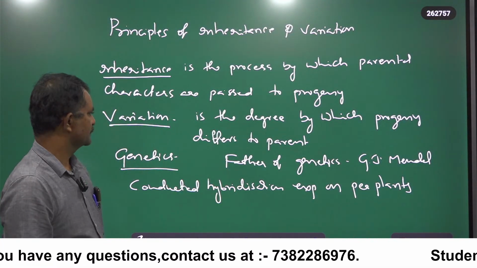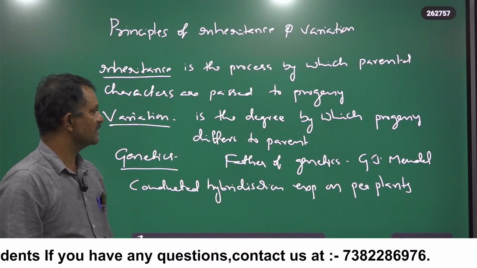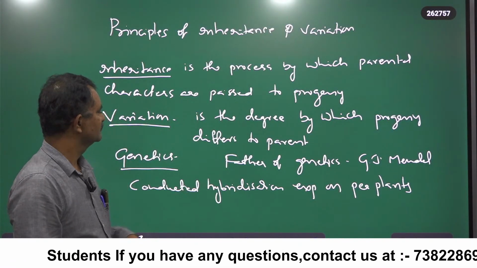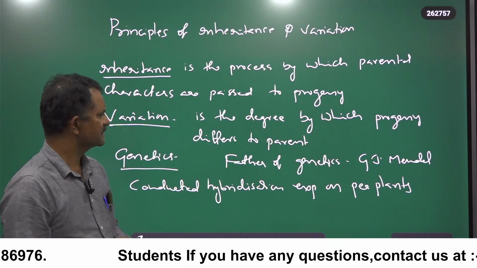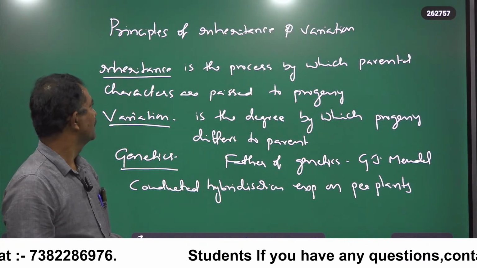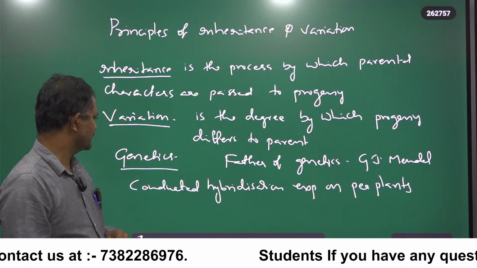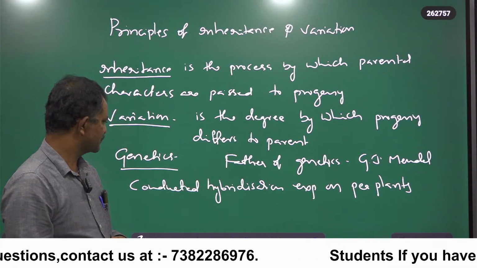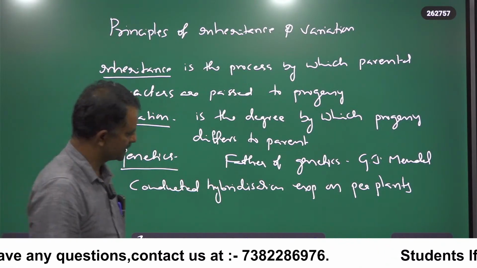So genetics is the study of inheritance and variation. Inheritance is the process by which parental characters are passed to progeny, which is why every species gives birth to the same species. Variation is the degree by which progeny differs from the parent. The study of both is called genetics. The father of genetics is Gregor Johann Mendel, who conducted hybridization experiments on pea plants.